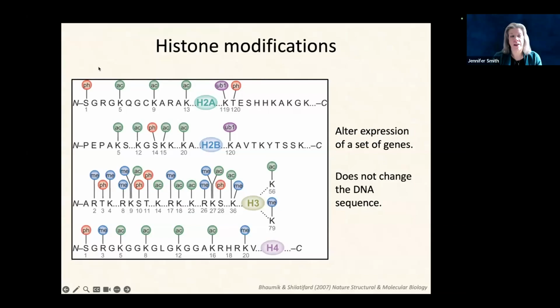And the histones actually have a lot of different modifications that can happen to them. These are the different histone proteins, H2A, H2B, H3, and H4. And these are some of the different modifications that can happen. This is acetylation, and there's ubiquitination, phosphorylation, methylation, all of these different ones. These all are going to alter expression of a set of genes. Again, it doesn't change the DNA sequence, it just opens and closes that chromatin.